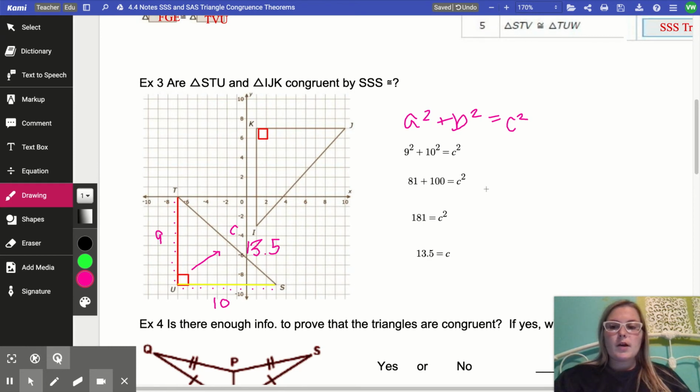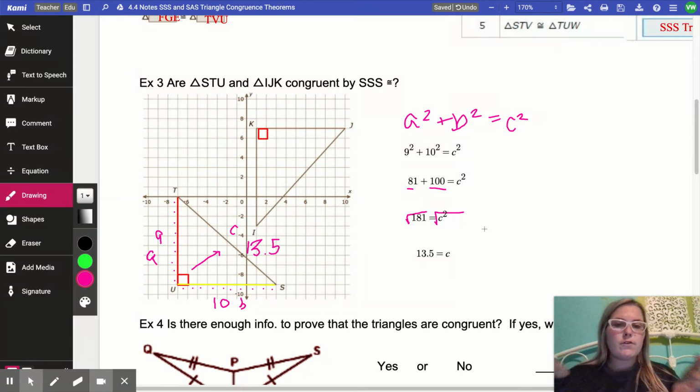Okay, so I went ahead and plugged my stuff into the Pythagorean theorem. I called the side with 9 my A, and then the side with 10 my B. So I did 9 squared plus 10 squared is equal to c squared. 9 squared is 81, and then 10 squared is 100. And when I add those together, I get 181 is equal to c squared. But I'm not done. I have to take the square root of both sides to get c by itself. And I get c is equal to about 13.5, 13.45, whichever you guys wrote down. So those are the sides of this triangle.